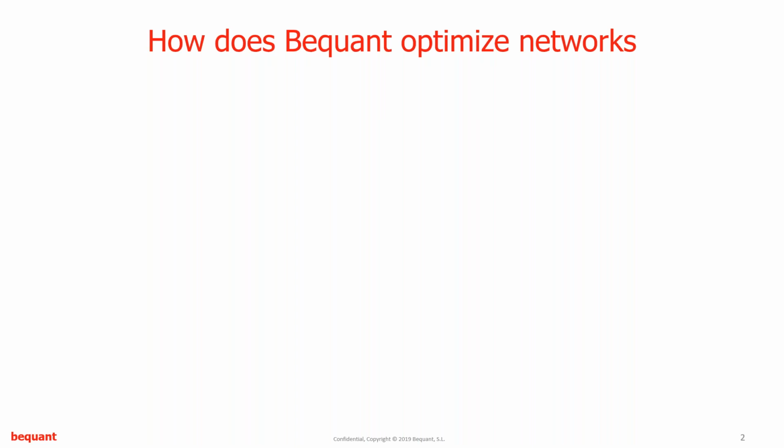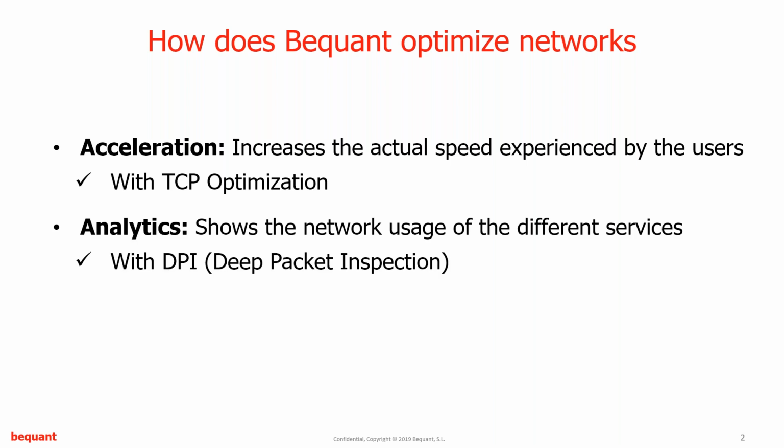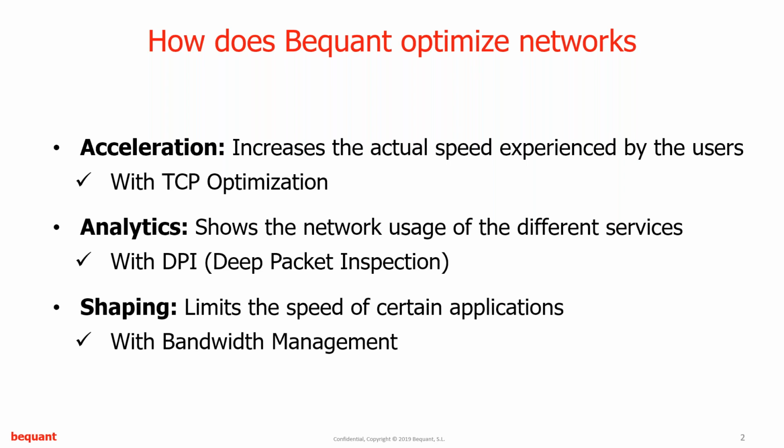Our product is a network optimization product. We can optimize your network. How do we optimize your network? We do it in three ways. First, we accelerate it. We increase the actual speed that your customers in your network will experience, with TCP optimization. Then, since this is a product that is inline, through which all traffic goes, we analyze the traffic as it comes, and with deep packet inspection, we can tell you what traffic is going through your network at any time. And then, since we can identify different applications going through your network, we can set speed limitations on some of those applications at certain times for certain subscribers when it makes sense.